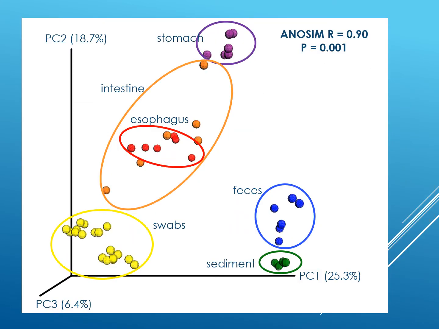This principal coordinates analysis plot, based on Bray-Curtis community dissimilarity, shows that the esophagus and the intestine had very similar community structures, and this was confirmed when examining how similar they were in their taxa composition, with the stomach being more unique, but still rather similar to other tissue samples.